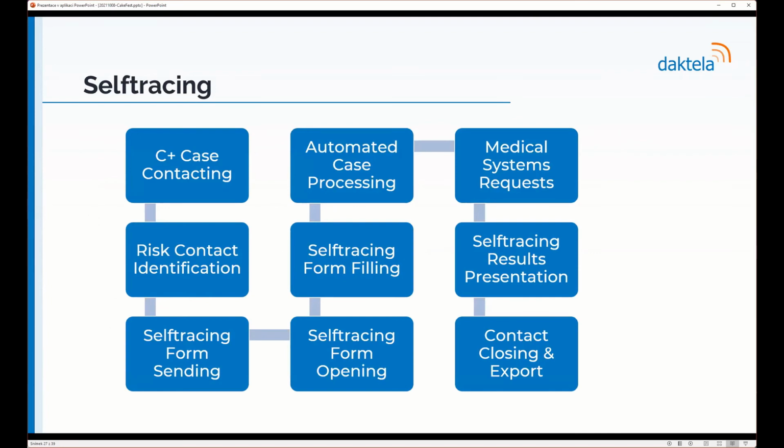So this is the self-tracing process when implemented. The self-tracing is triggered after a risk contact is identified or after a positive case is imported into the system. It consists of receiving the text message by the end user, filling in the form in a responsive application. Then all the information is checked against the medical systems of the health ministry. And if the validation is successful, then all the information about the contact is closed and the data is exported to the external medical systems.